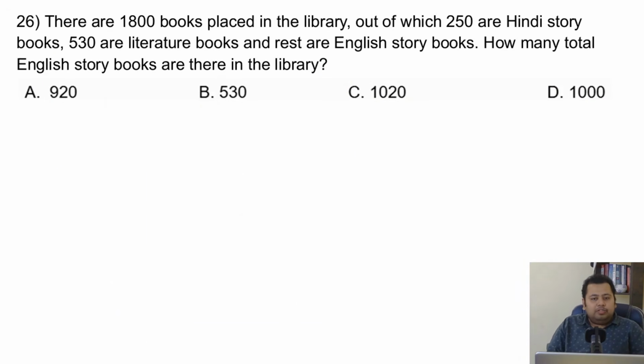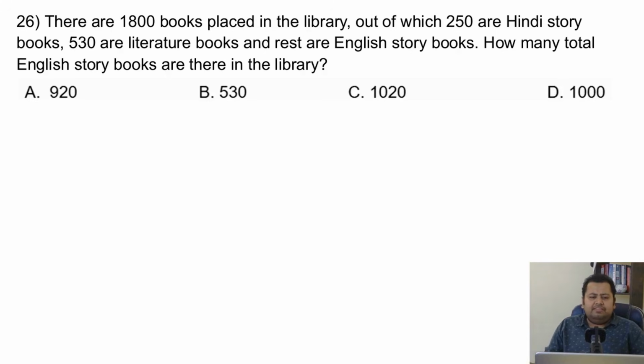There are 1800 books placed in the library, out of which 250 are Hindi story books, 530 are literature books, and the rest are English story books. How many total English story books are there in the library? Pause the video, solve it first. Very simple one. Just some addition and subtraction need to be done. Read the question again and again, and then solve the problem.